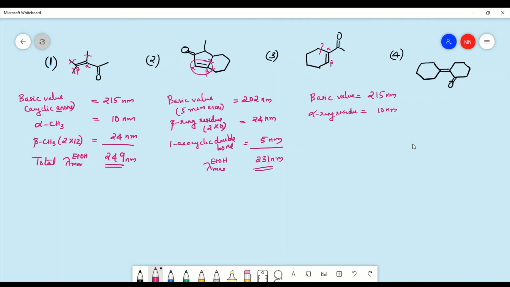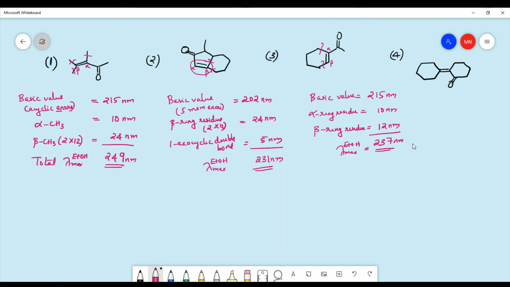Now at the beta position, there is one beta ring residue, so the contribution is 12 nanometer. If you add these up, you will get 237 nanometer in ethanol solvent. So the lambda max in ethanol solvent was found to be this value.